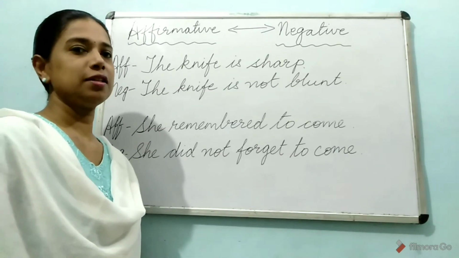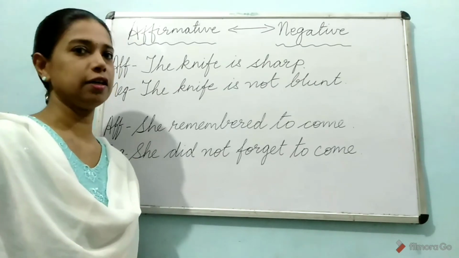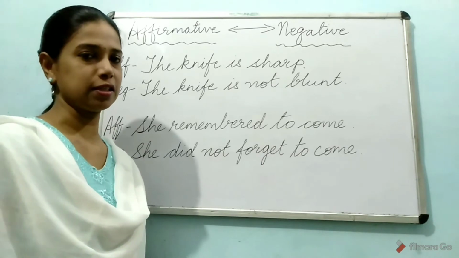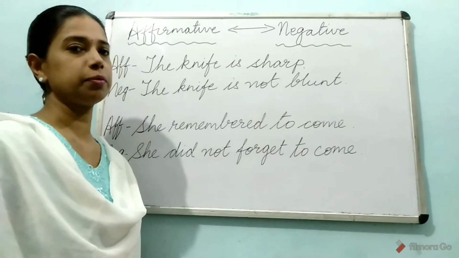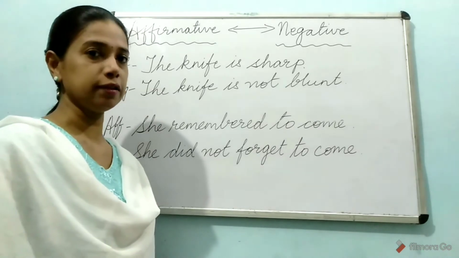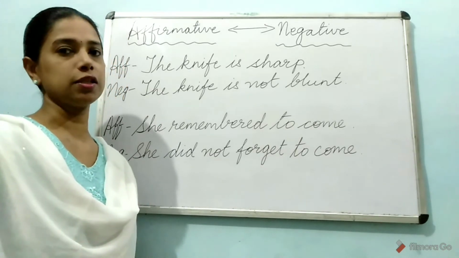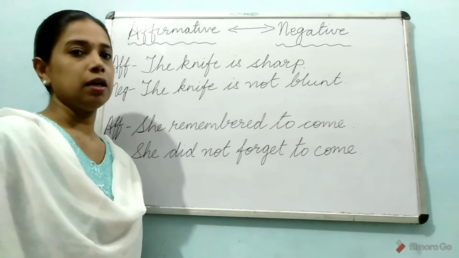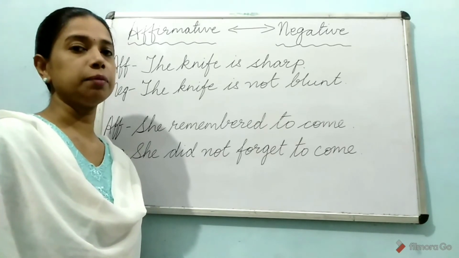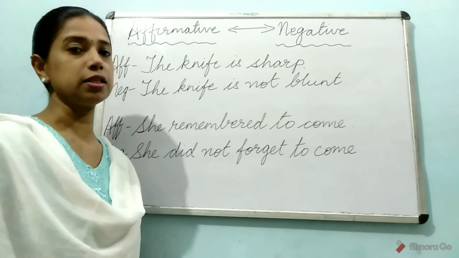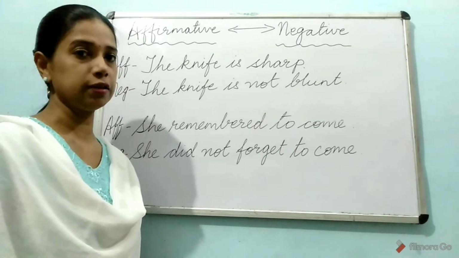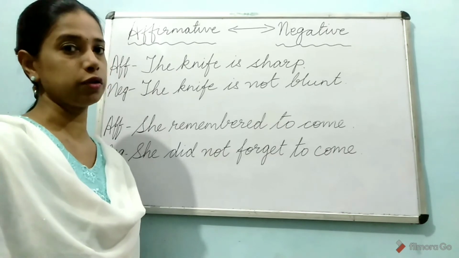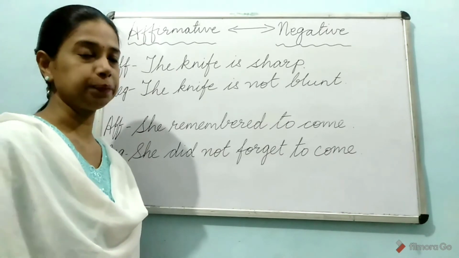Today, children, I will tell you how to interchange affirmative and negative sentences. There are different ways by which we can change affirmative sentences into negative and negative sentences into affirmative. One thing you have to be very careful about is that while changing, the meaning should not change. Both the affirmative and negative sentences should have the same meaning.